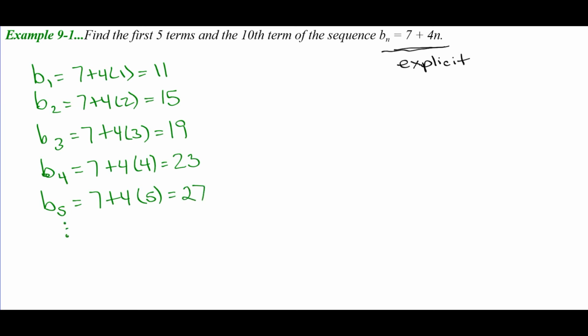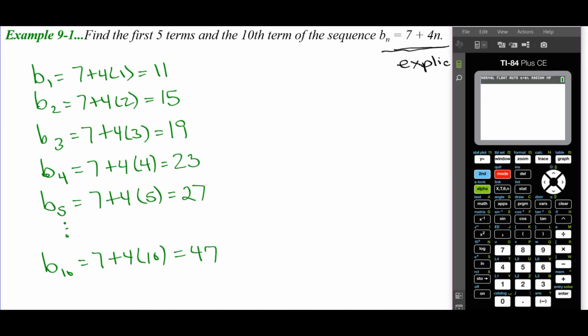And then remember, since this is an explicit formula, if I want to find the 10th term, I can just find that directly. I don't have to build all the way up. So I can just go b sub 10 is going to be 7 plus 4 times 10, which will give me 47. Okay, so if I want to generate explicit terms on my calculator, the first thing that I'm going to do is check my table settings.